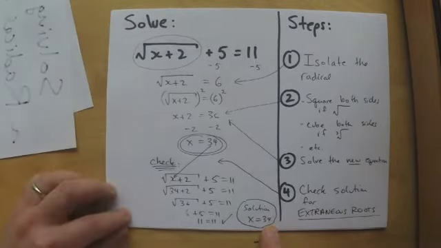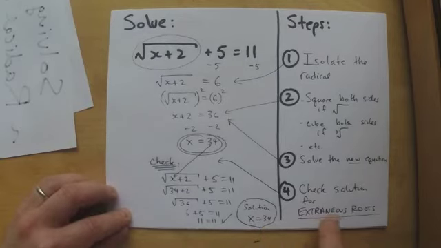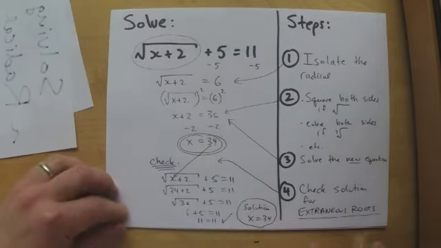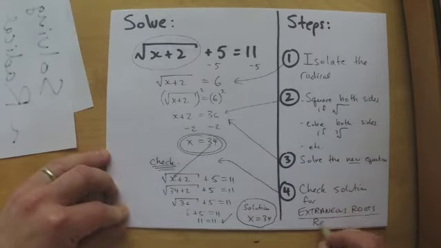Okay? If it didn't work out, we'll talk about that in the next example. You would call that an extraneous root. And the definition of an extraneous root is an answer that works algebraically, but doesn't work when it checks out and you actually throw it away. It's kind of like a reject. Another word for extraneous would be reject.